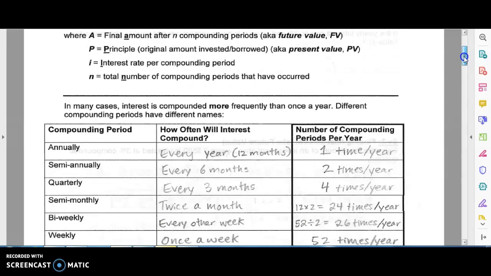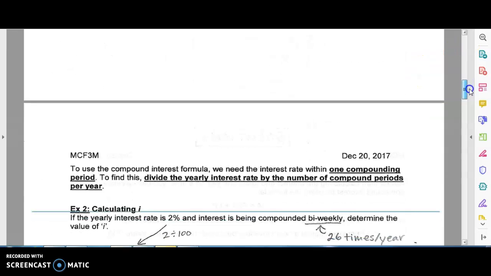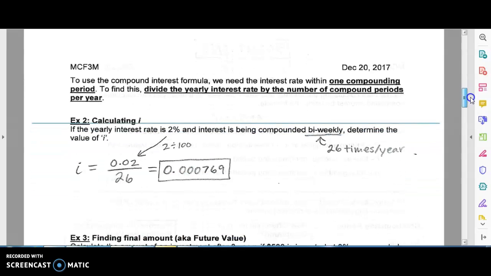Okay. The other thing we have to calculate in this formula before we plug it in is that I value. So the I is the interest rate per compounding period. To use the compound interest formula, we need the interest rate within one compounding period. To find that value, divide the yearly interest rate by the number of compounding periods per year.